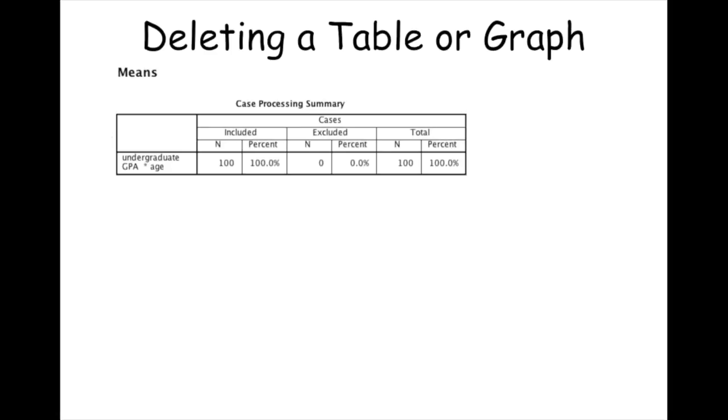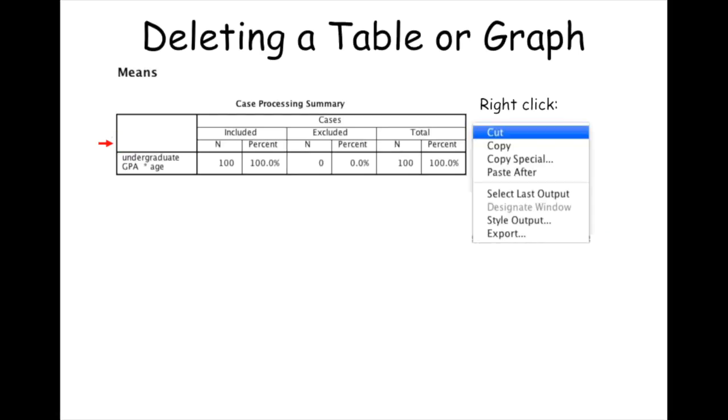Let's start with deletion. To delete a table or graph, click on it to select it. A red arrow will appear next to the table to let you know that it has been selected. Next, right-click and select Cut. Any selected output will be deleted. You can also use this feature to cut and paste a table to a different location.